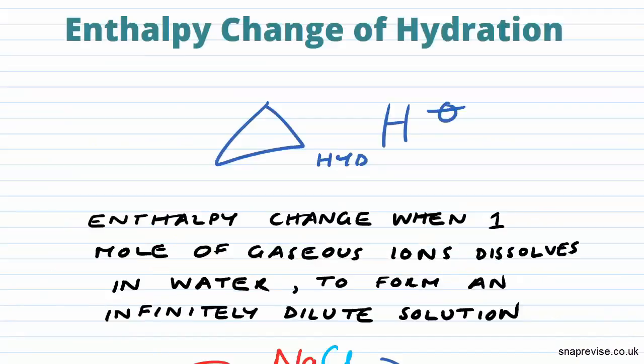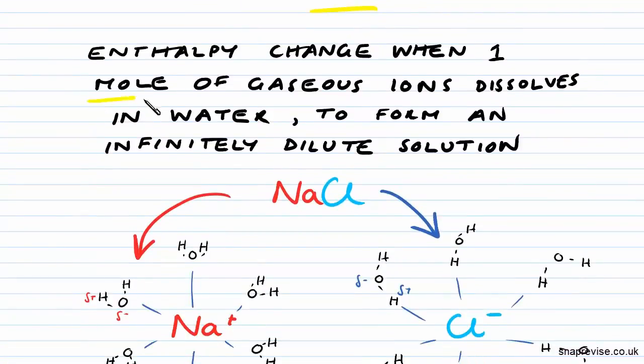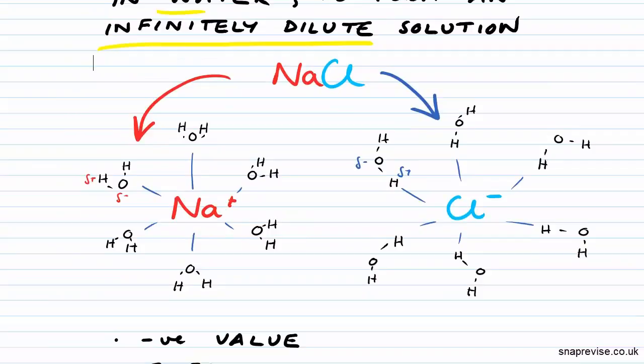So let's look at the enthalpy change of hydration. This is the symbol used to represent it here, and you'll see the little hyd to signify it's hydration we're looking at. Well, this is the enthalpy change when 1 mole of gaseous ions dissolves in water to form an infinitely dilute solution. If you like, you can imagine it like the ions are becoming surrounded by the water molecules, as you can see here. The positive ions will be attracted to the slightly negative oxygen, whereas the negative ions are attracted to the slightly positive hydrogen on the water molecules.